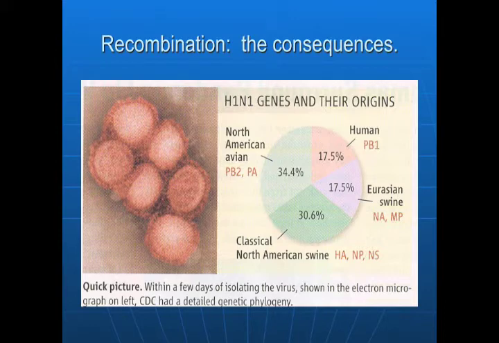And this is the most recent and most interesting example of recombination. This is H1N1, 2009. And you see we've got genes from North American birds and some human genes, Eurasian swine, and North American swine. And it has been and will continue to be something of a lottery win for influenza A.